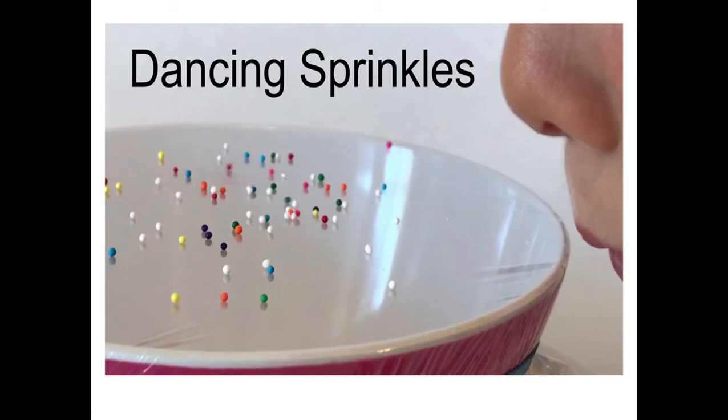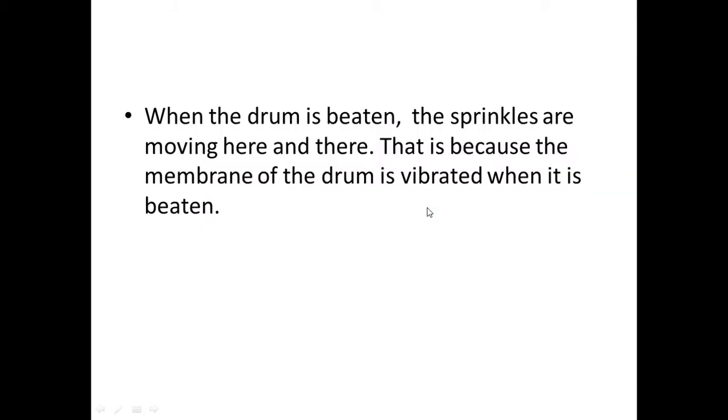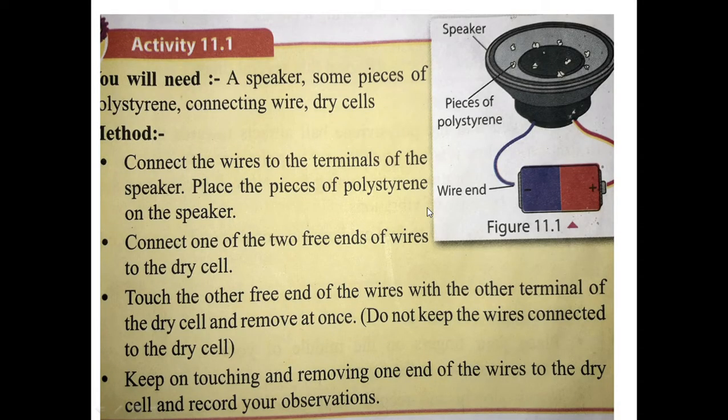Dancing sprinklers. You can see a drum here. When the drum is beaten, the sprinklers are moving here and there. That is because this membrane of the drum is vibrated when it is beaten. Then we are going to discuss about activity 11.